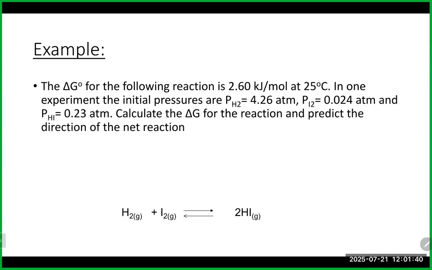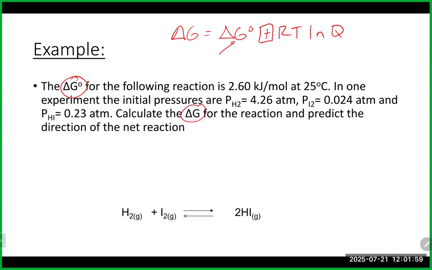Okay, so let's take a look at this one here. We're looking for a delta G. We do have a delta G not given to us. So clearly this is the one where we need to use this equation here that has them both in it. A reminder that it is a plus here.